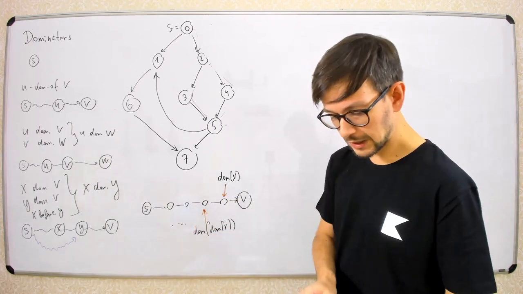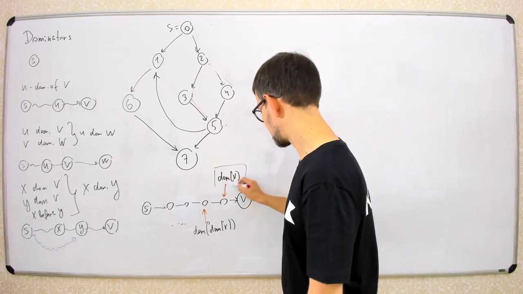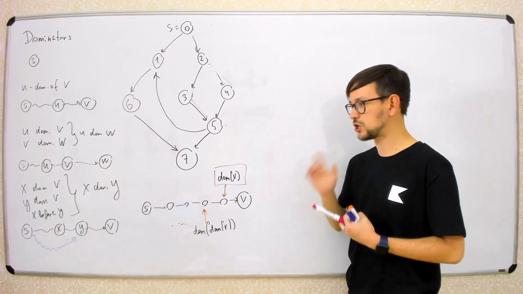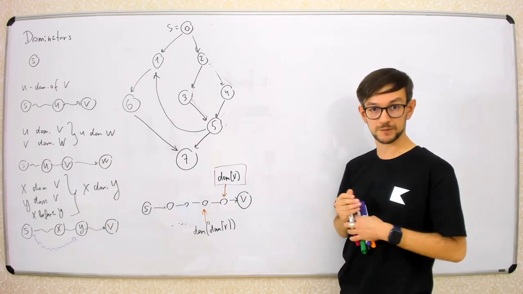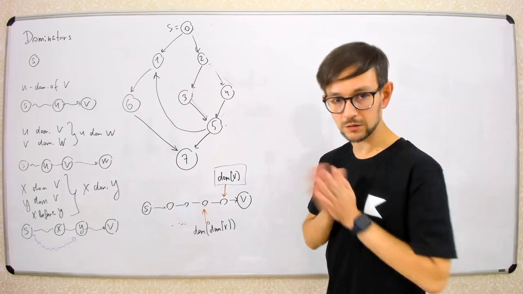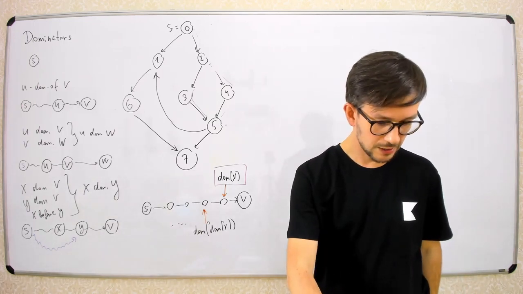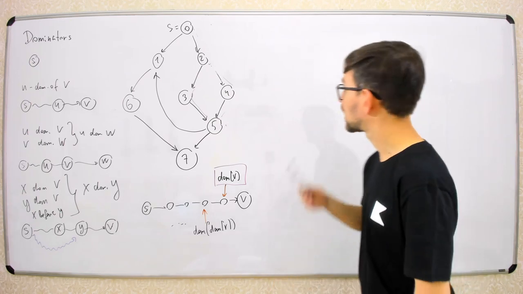Cool. So that's the plan for today. The plan for today is to build this array of immediate dominators. So for each node, we will find its immediate dominator. That's the whole plan for today's lecture.